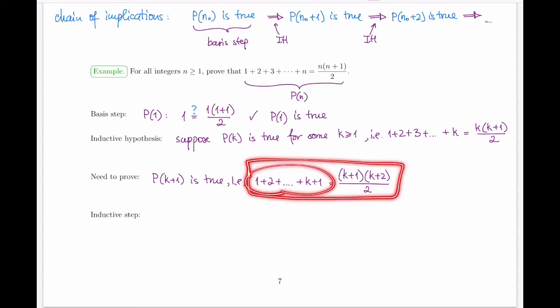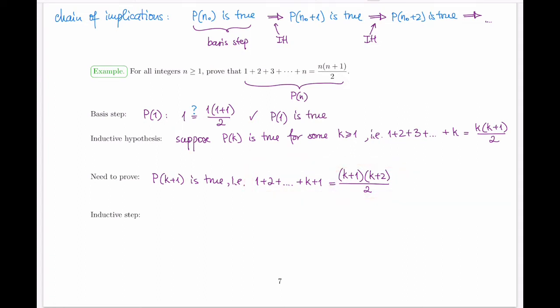So I'm going to start with the left-hand side, do some manipulations, and hope to arrive at the right-hand side. So let's take a look at the left-hand side here. I have 1 plus 2 plus 3 all the way up to k plus 1. Now, the one thing that you are going to notice being used in inductive proofs over and over again, I have this thing to use. So this is something I really hope to employ somewhere in the middle of my proof.